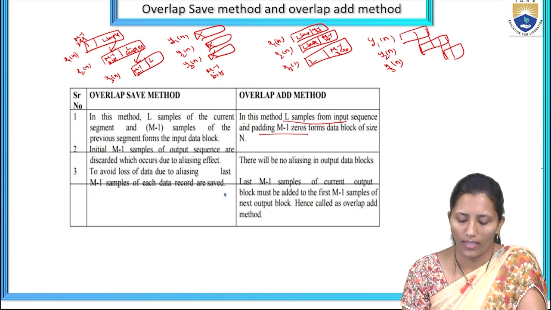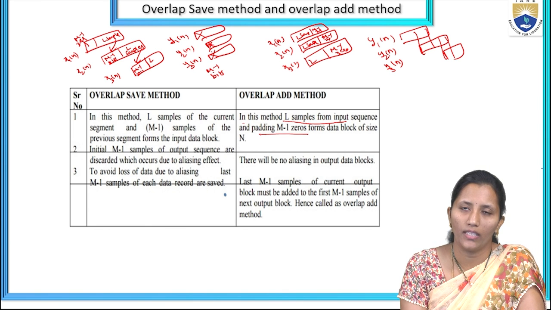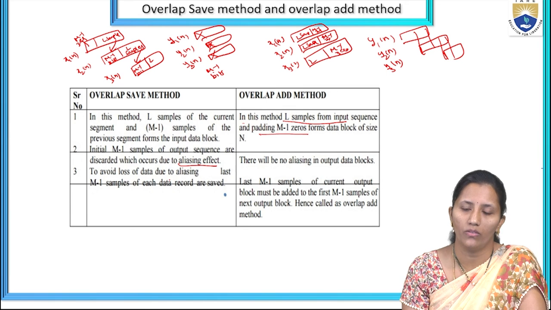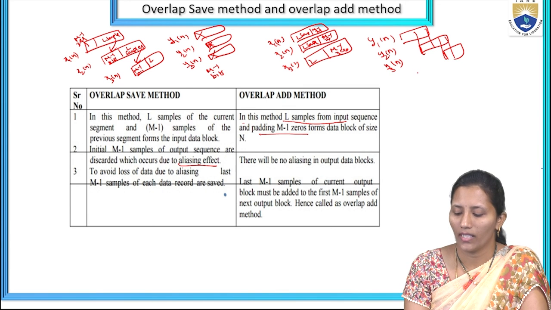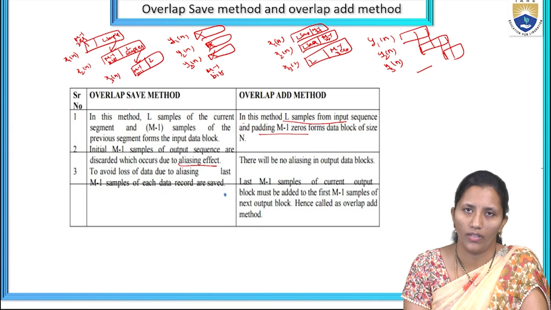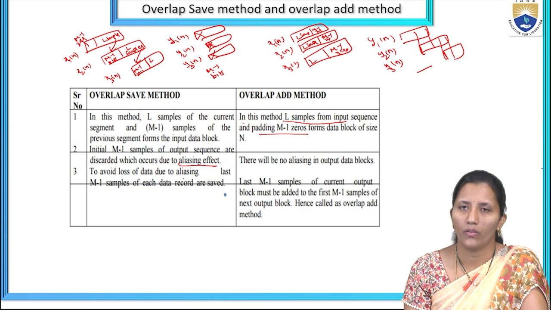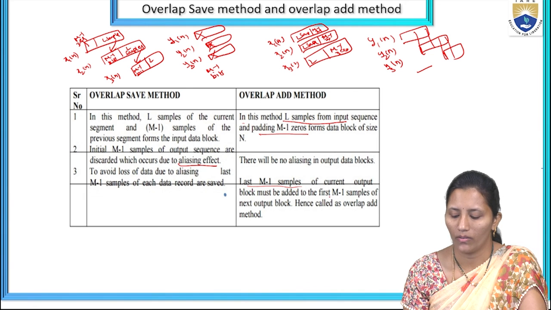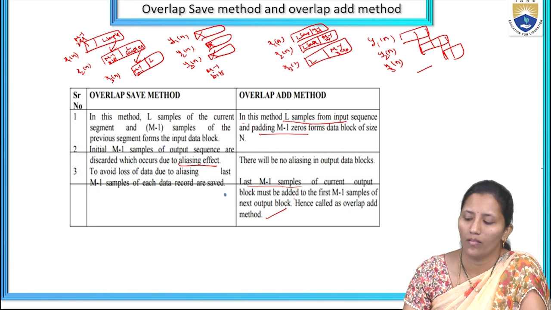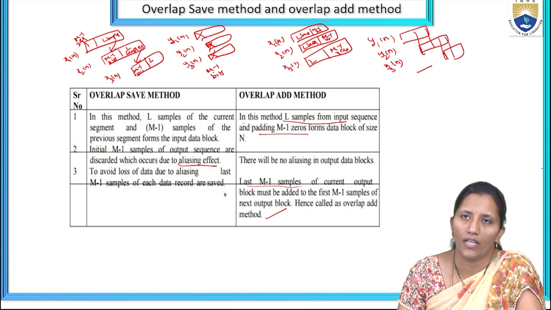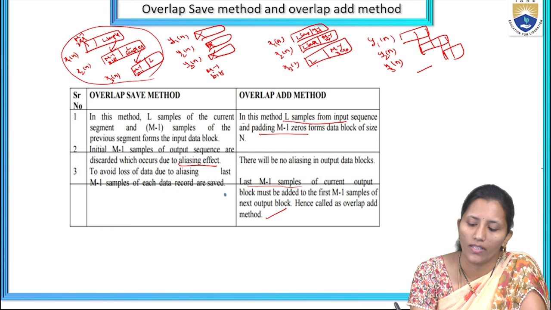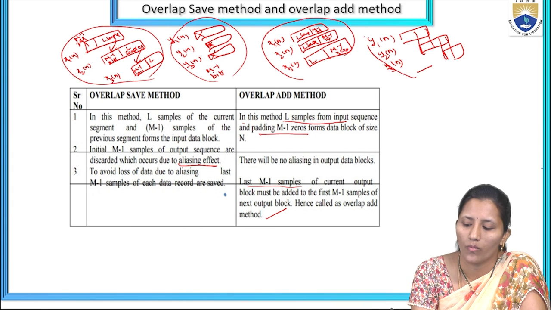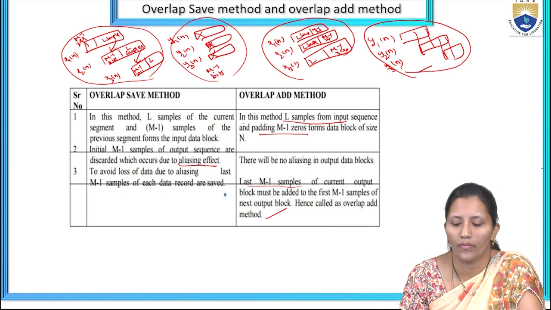In the overlap save method we discard these bits, which occur due to the aliasing effect. Here there will be no aliasing effect in the overlap add method, while there will be an aliasing effect in the overlap save method. So to avoid loss of data due to aliasing, the last M minus 1 samples of the current output block must be added to the first M minus 1 samples of the next output block, hence it is called the overlap add method. These are the main differences between the overlap save method and the overlap add method: how to segment the input sequences and how to reconstruct the output sequences. So this is the difference between the two procedures.